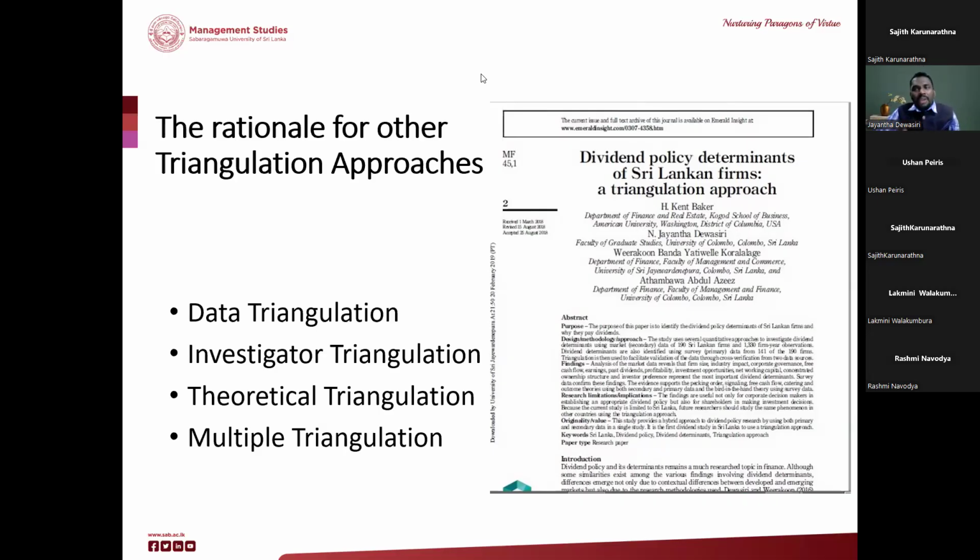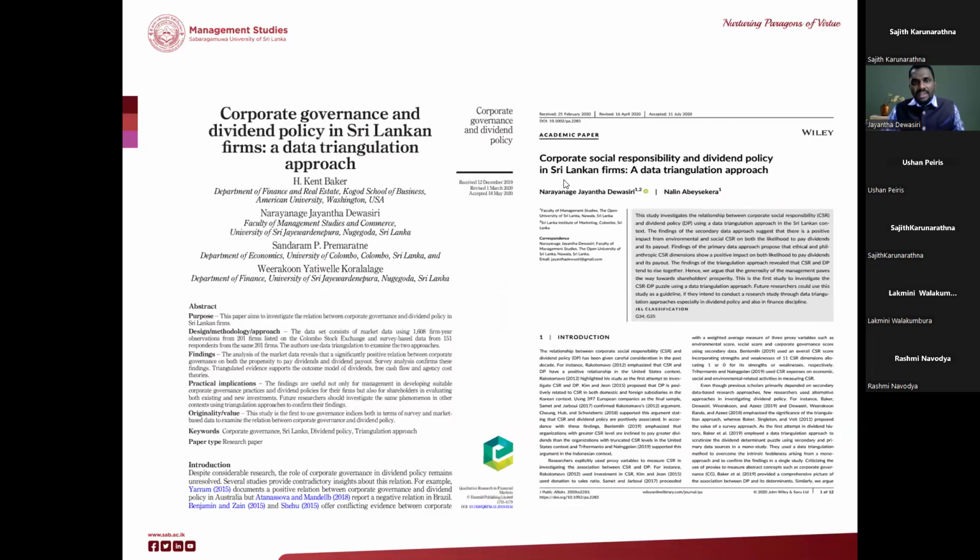Multiple triangulation means the use of more than one triangulation method. We call it multiple triangulation. The rationale for doing that is, again, to have a confirmation within a single study. Here are some of the studies which we conducted utilizing data triangulation and other triangulation approaches. Here you can see.